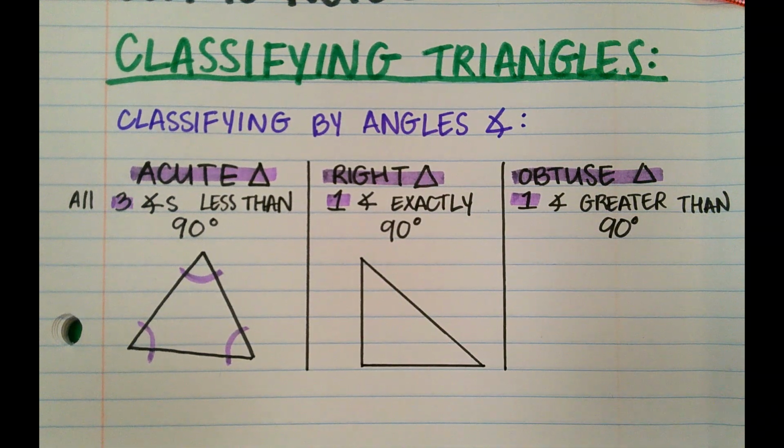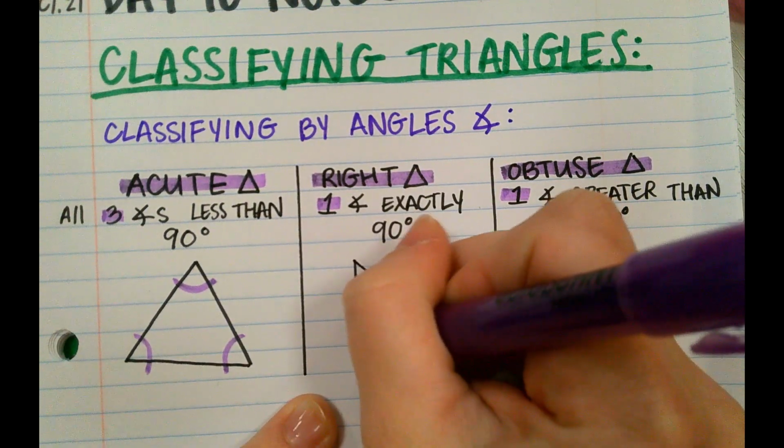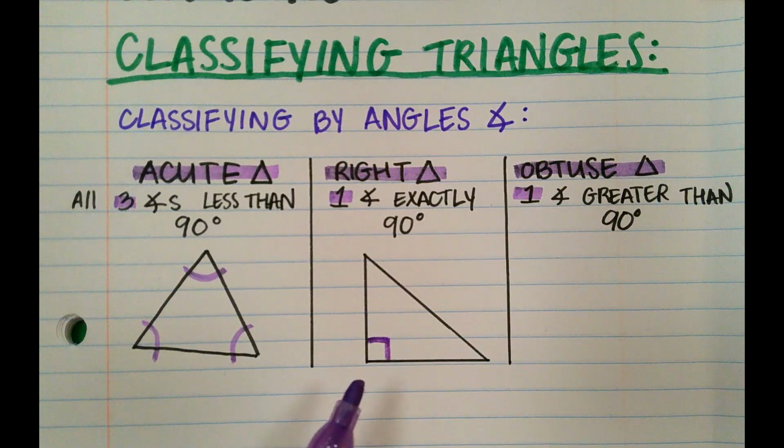What do we mark a 90-degree angle with? The square, that little box. So on your right triangle, make sure that you put a box or a little square where that 90-degree angle is. Anytime you see that, you automatically know that's a right triangle. Every time.